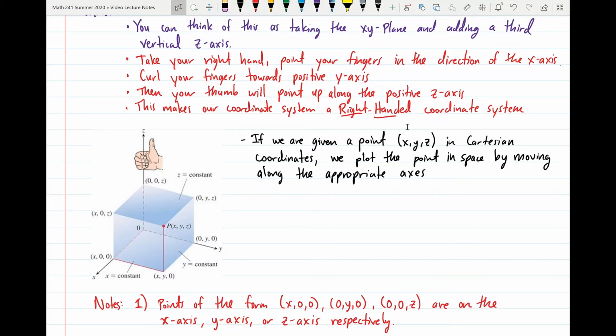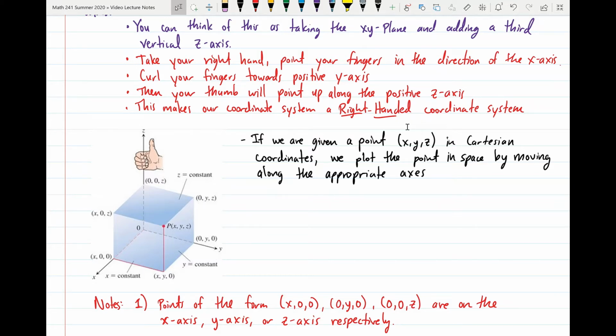Because our thumb is pointing along the positive z-axis when we do this, it means that our coordinate frame is a right-handed coordinate frame. If our thumb was pointing in the negative z direction, then we would have a left-handed coordinate frame. You want to make sure that when you're drawing your x, y, and z axes, you're drawing them with the correct orientation so that it's a right-handed coordinate frame.